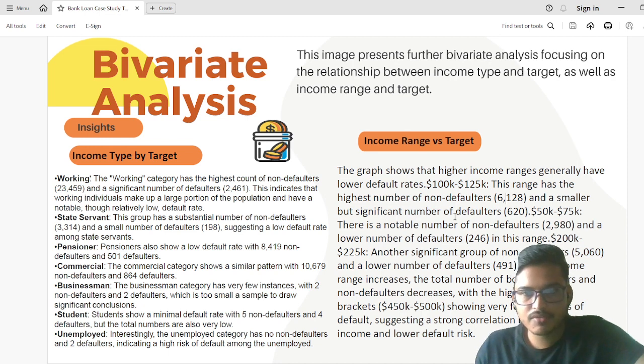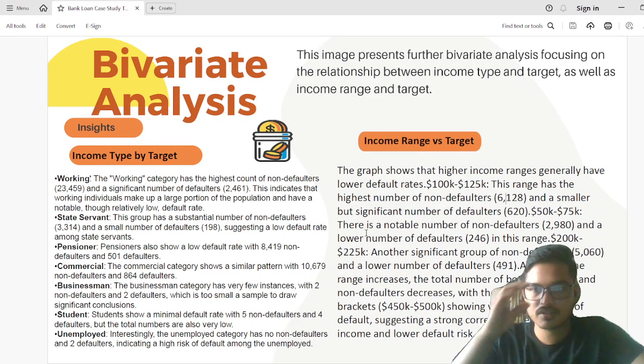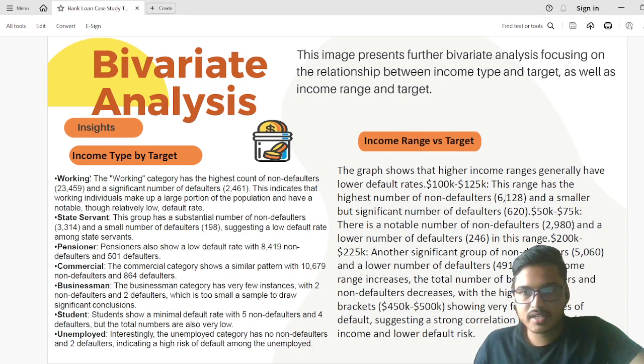And a smaller but significant number of defaulters, that is 620, with the income range of 50,000 to 75,000. There is a notable number of non-defaulters, that is 2,980, and a lower number of defaulters in this range. For the income range of 2 lakh to 2 lakh 25,000, another significant number of non-defaulters is 5,060 and the lower number of defaulters 491.